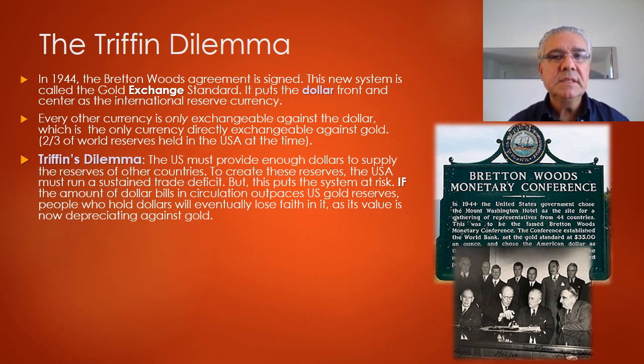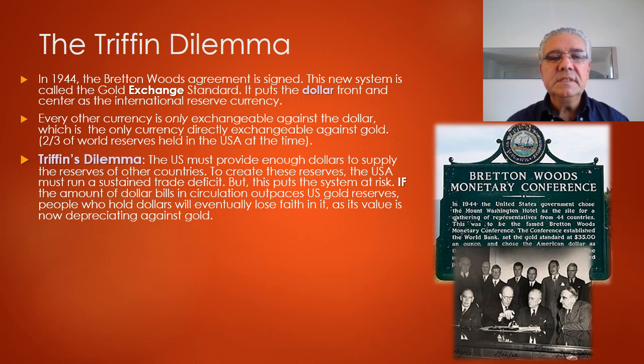So what is Triffin's dilemma? Triffin's dilemma is the following. Since the dollar is the reserve currency, it has to be made available to all the other nations. And to provide enough of these dollars, the only way it can be done is if the US runs sustained trade deficits. Why? Because that means it buys more goods than it exports, and therefore it gives out more dollars than it converts dollars back into its own country through exports.